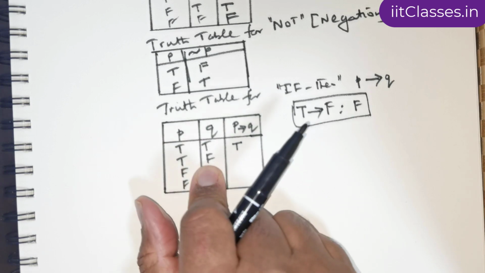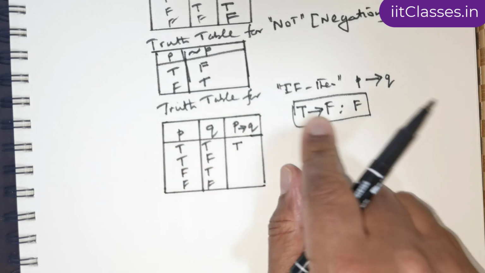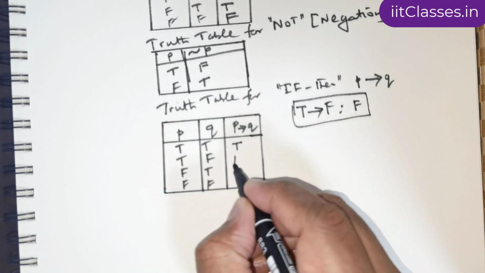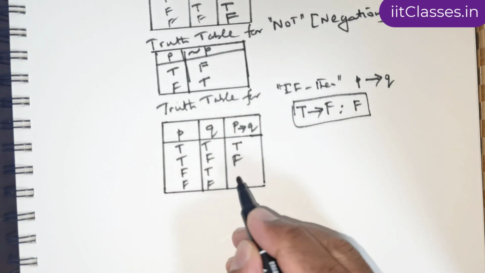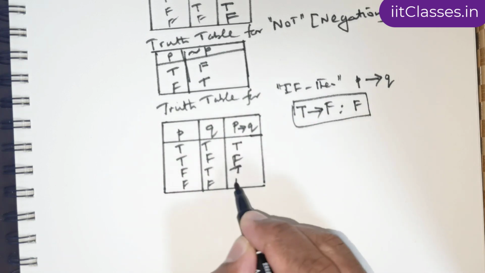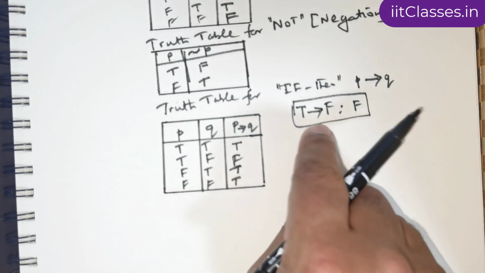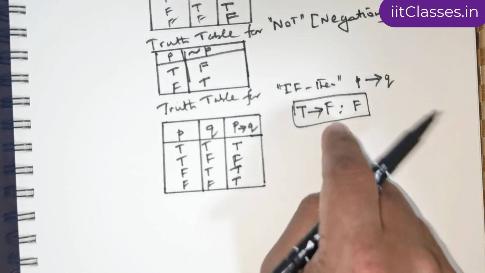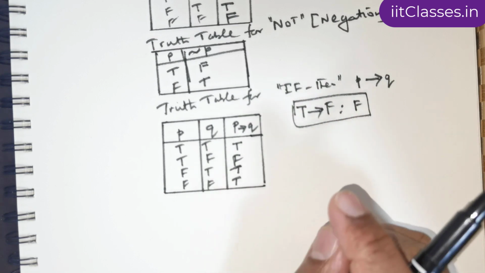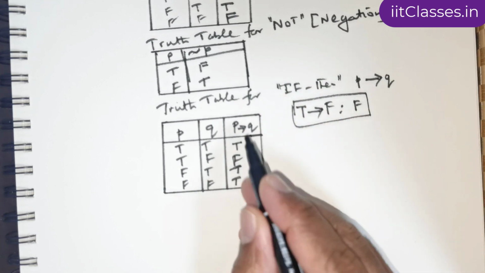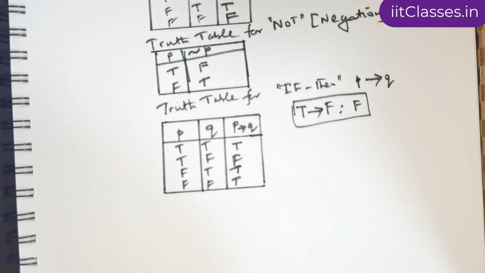T going to F, the outcome is going to be F. F and T, it doesn't matter. All other things are going to be true. So this is the trick that you've got to know. If you know this, everything else would be simple. So this is the truth table for if then.